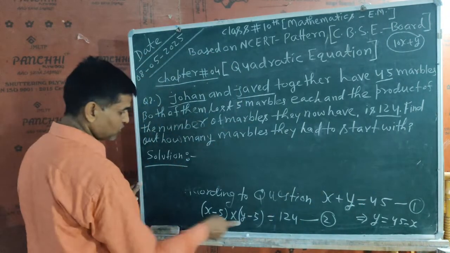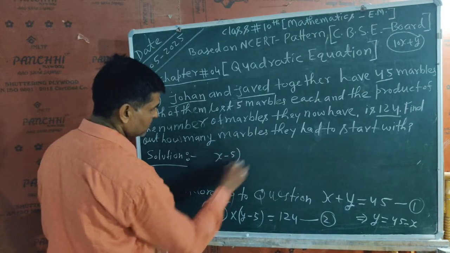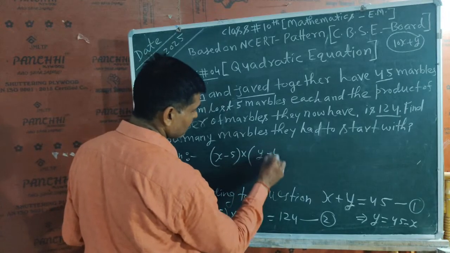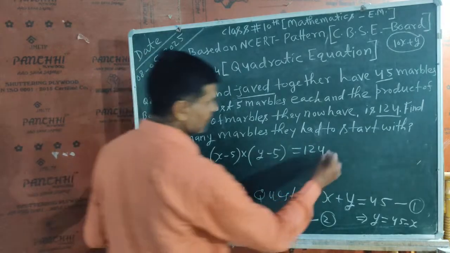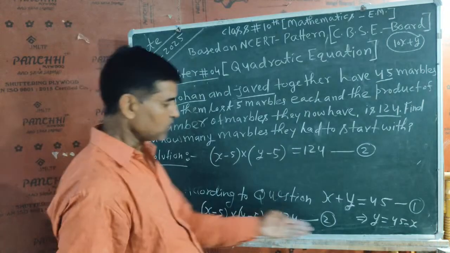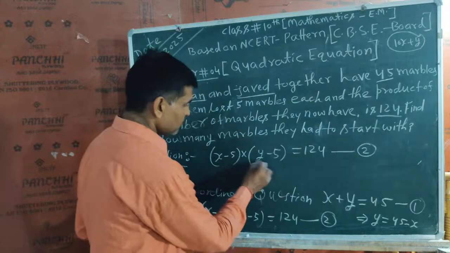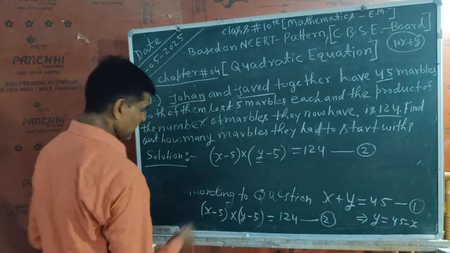Now further I am going to write this information which is written below. So x minus 5 into y minus 5 is equal to 124, that is given, and I have told you this is equation number 2. Now the value of y I will put here because the value of y is available here as 45 minus x. So here I will put it.